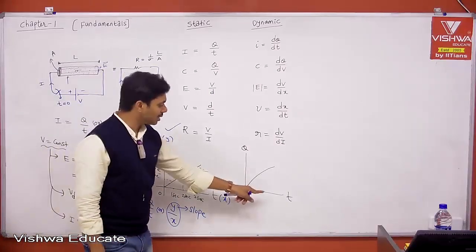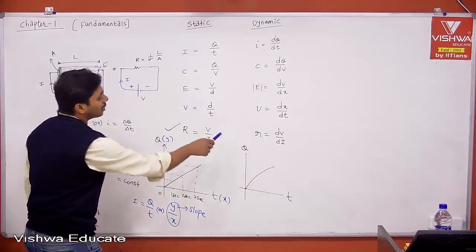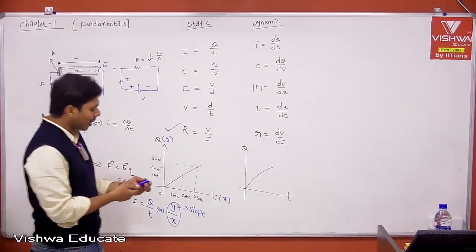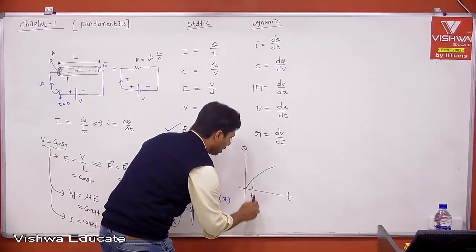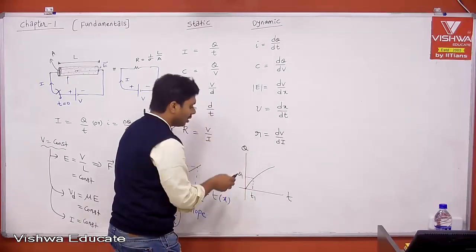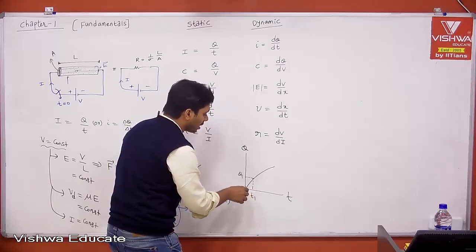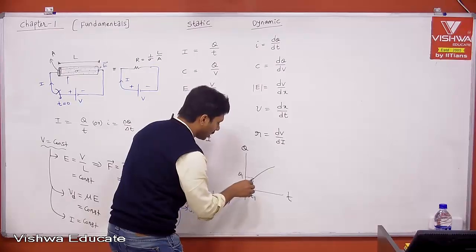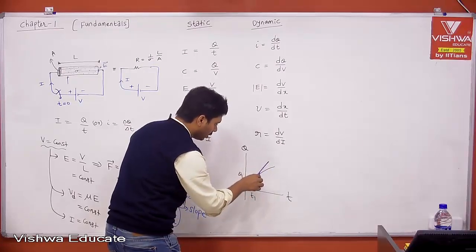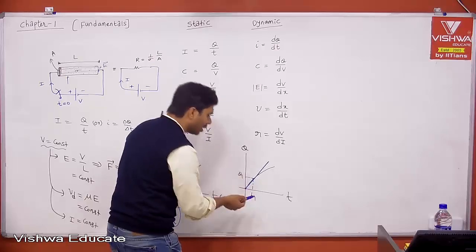Now coming back, let us say the relation between Q and T is non-linear, then basically we cannot go for Q by T, because what do you mean by Q by T? Let us say this is time T1 and this is charge Q1. If you define Q1 by T1, then that is nothing but the slope of the curve which is passing through the origin. If you join these two points, whatever slope you get for this line, that is nothing but Q1 by T1.